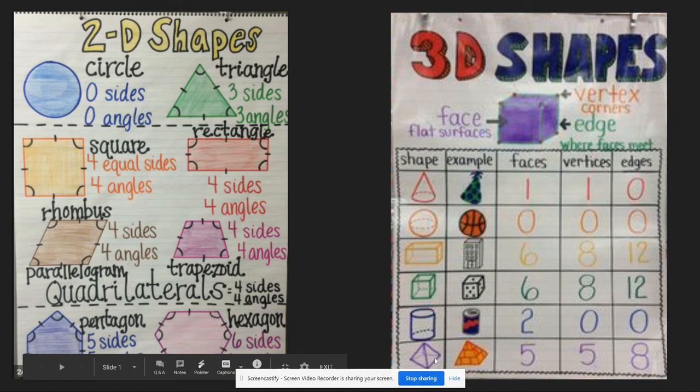Back down here, we have our pyramid. Think about like the pyramids in Egypt. 5 faces, 5 vertices, those points, and 8 edges where your faces come together. So hopefully that helps. You've got a little bit of practice and then a quiz to take.